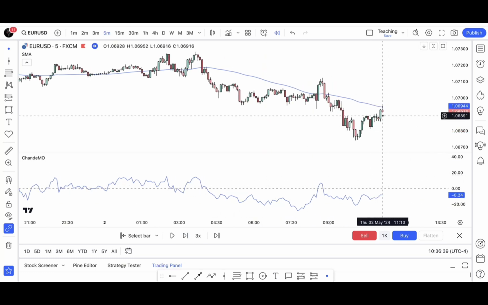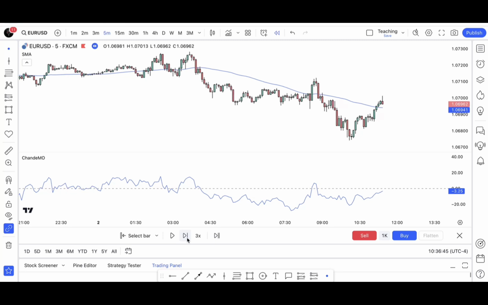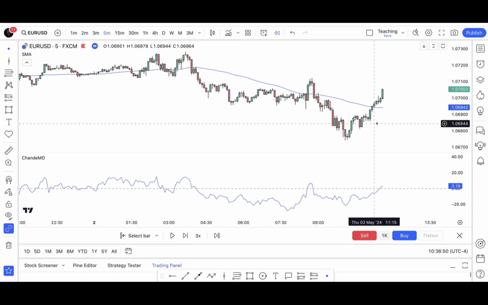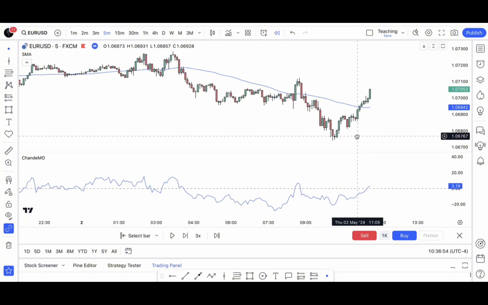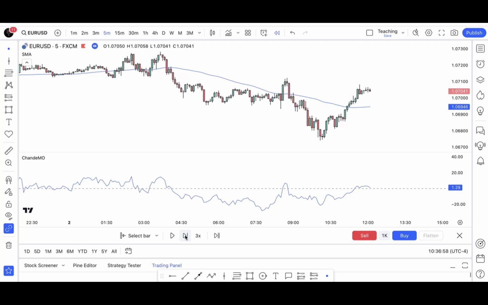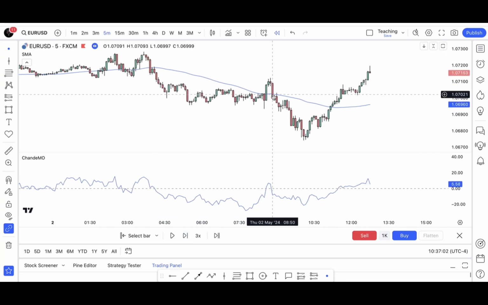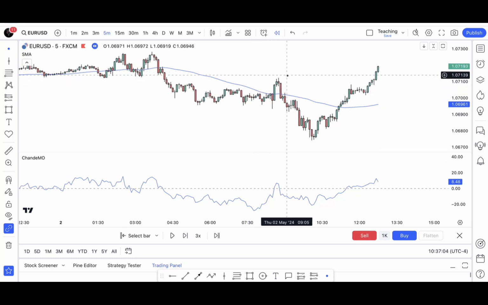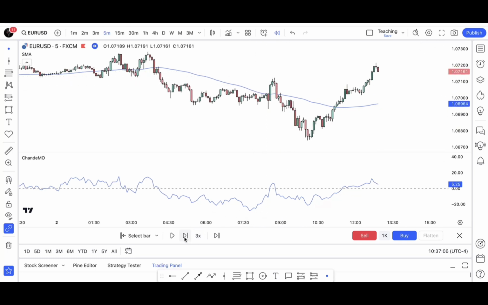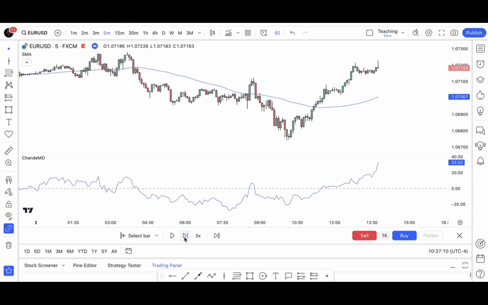Alright, the price is testing the indicator. Let's see if it can break out or gets rejected. Alright, the price breaks it to the upside, and the CMO is also showing a bullish signal. So let's wait for a pullback for entry. I really like that the recent high has also been taken out. The trend is really getting more and more bullish.